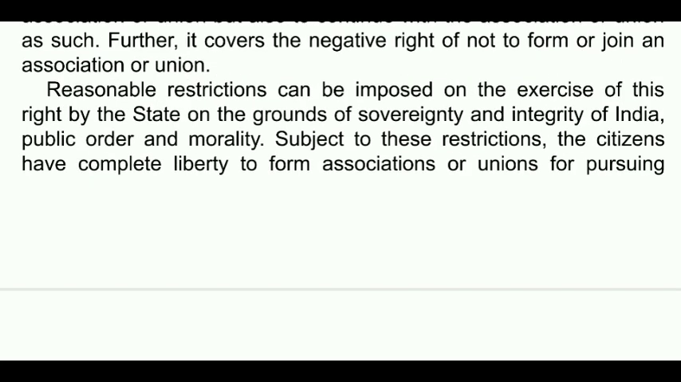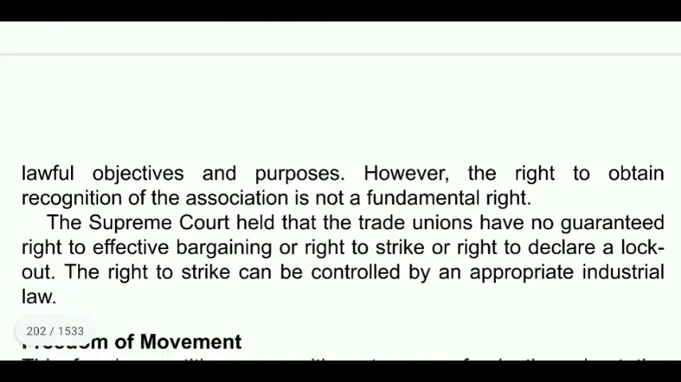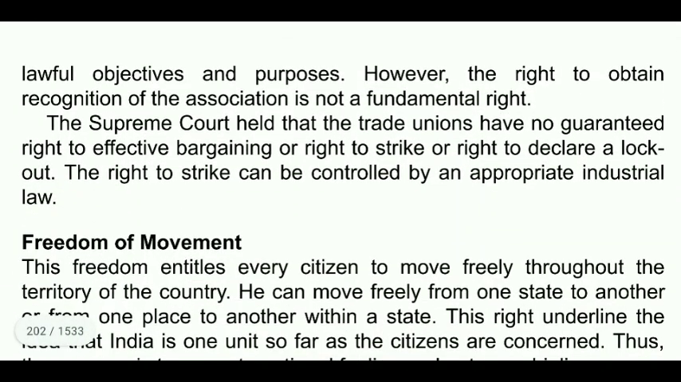Reasonable restrictions can be imposed on the exercise of this right by the state on the grounds of sovereignty and integrity of India, public order, and morality. Subject to these restrictions, the citizens have complete liberty to form associations or unions for pursuing lawful objectives and purposes. However, the right to obtain recognition of the association is not a fundamental right. The Supreme Court held that the trade unions have no guaranteed right to effective bargaining or right to strike or right to declare a lockout. The right to strike can be controlled by an appropriate industrial law.